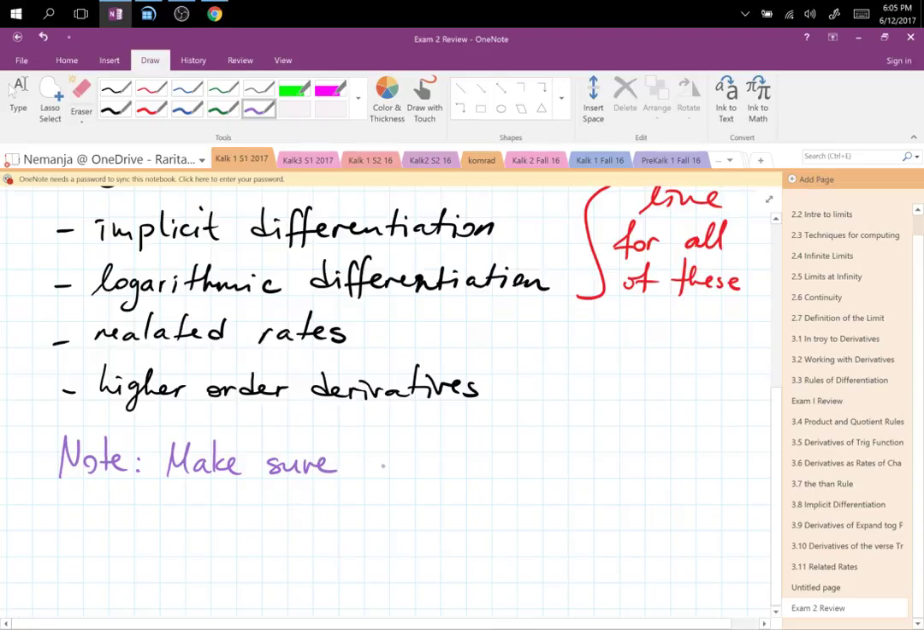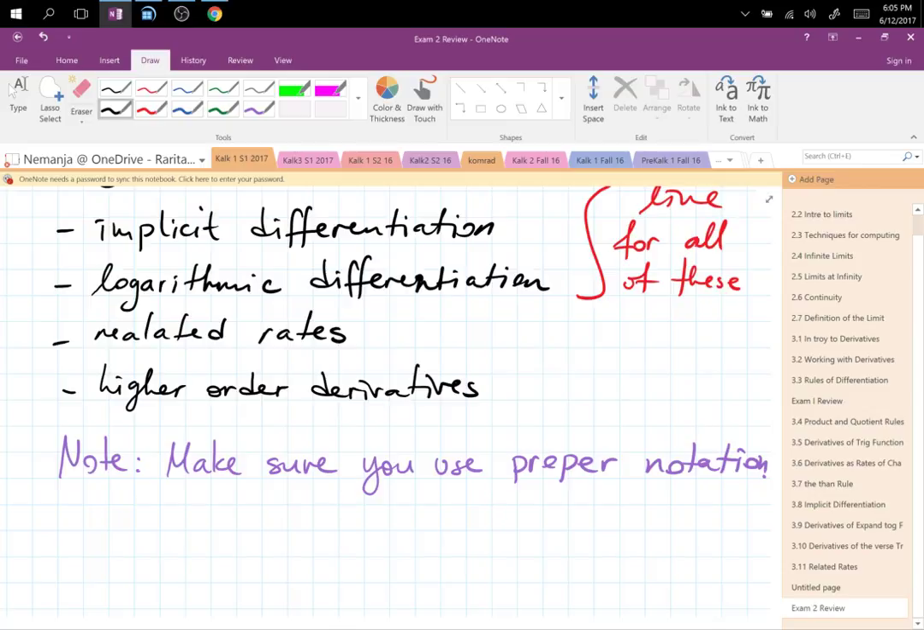Make sure you use proper notation. That's the most important part. So make sure you use proper notation. And I think that covers everything. Now I will ask if you have any questions.